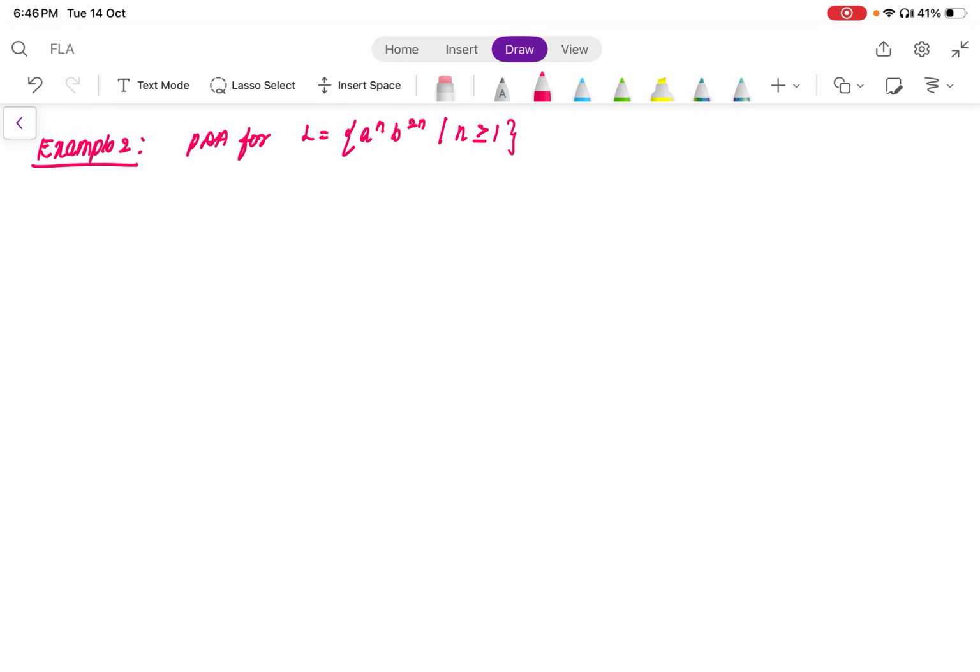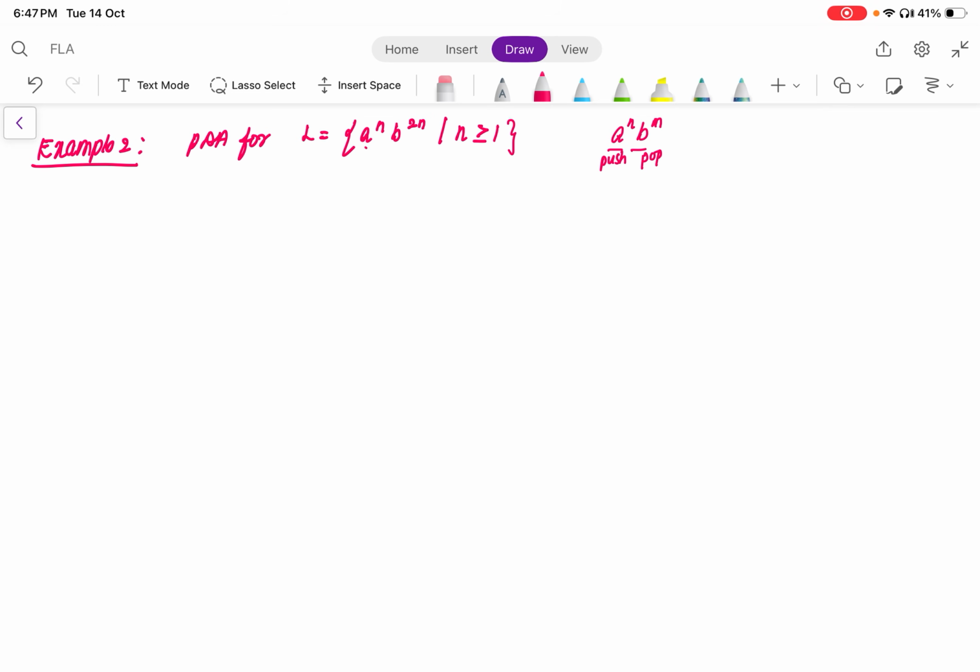The second example is to construct a PDA for the language a power n and b power 2n. In the previous example, it was a power n and b power n, with an equal number of a's and b's. So what we did to empty the stack, we pushed all the a's and popped an a for every b, right?